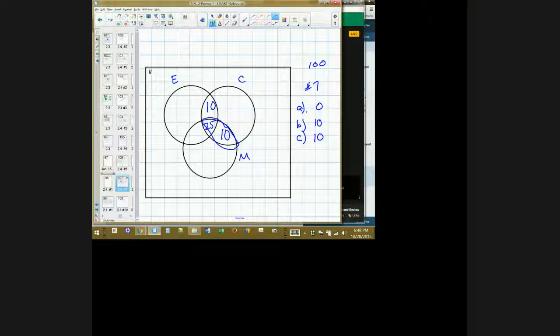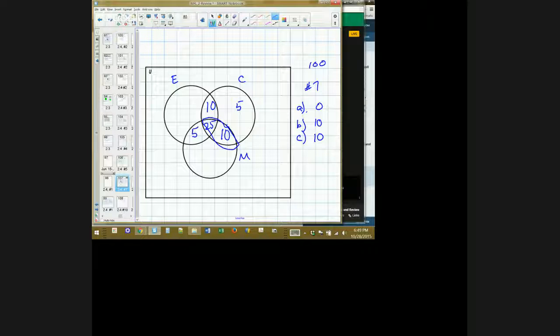And then the last double, English and math, 30. So we need what, 5 here? Are you guys with me on that? Does that make sense? Now do your singles. And that's what comes next. Chemistry, 50. What do we currently have? 45. So we need 5.